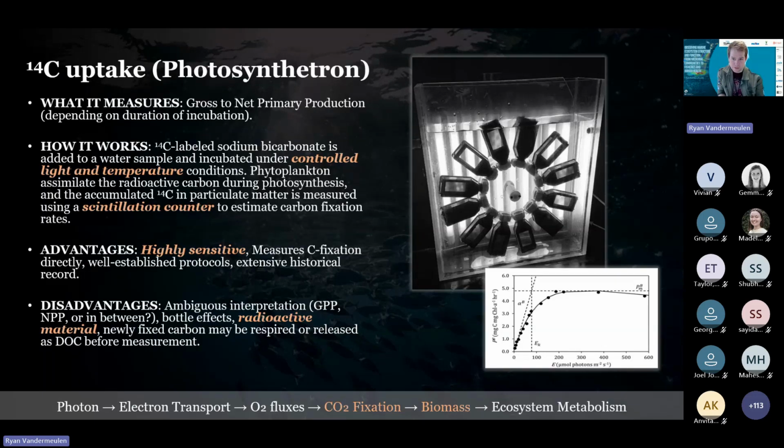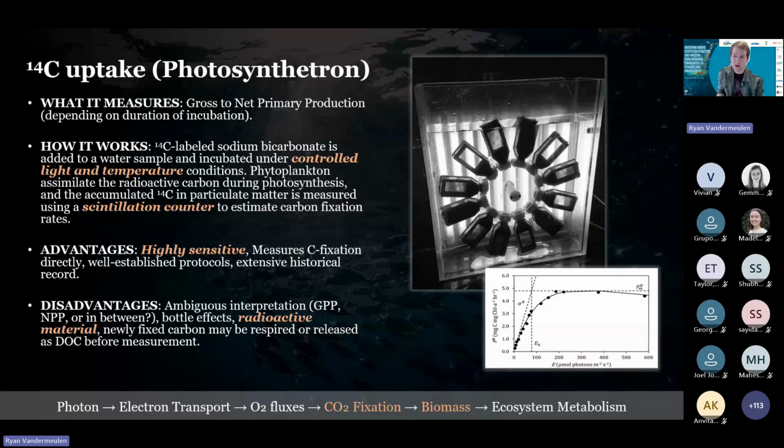So to do this, seawater samples were collected into glass bottles, enriched with radioactive bicarbonate or C14, and then incubated under controlled light conditions. So after the incubation, the amount of radioactive carbon incorporated into particulate material can be measured.